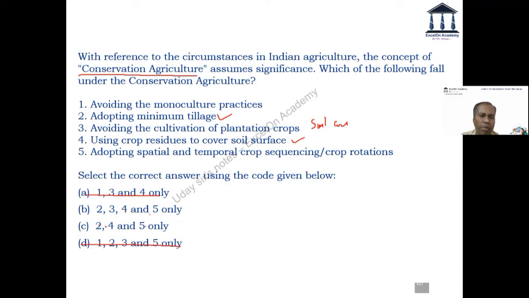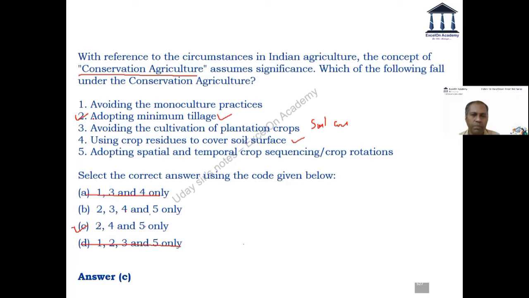What do you think? Three is avoiding cultivation of plantation crops. Okay. So you are right, Vaibhav and Arun. Avoiding cultivation of plantation crops. The answer for this is 2, 4, and 5. So let's just look at it.